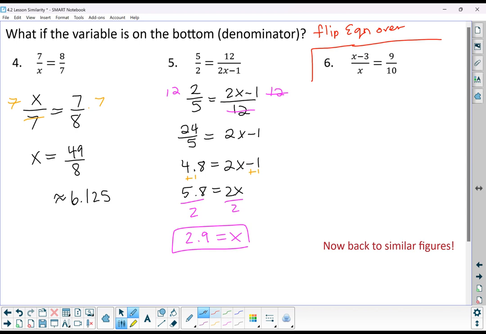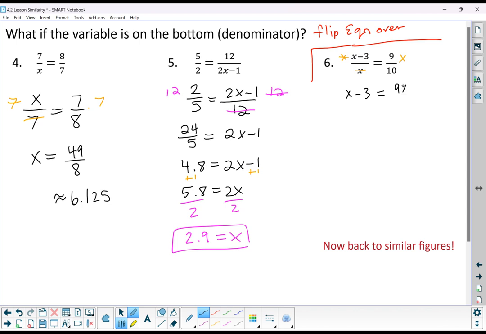Okay, on this last equation, you might have noticed that it has 2 variables. So flipping this over isn't going to help us put the variable in the numerator. We just have 2 variables to deal with. We can use this idea of clearing the denominator, though. So on that first fraction, you notice that we have an x in the denominator. So what we're going to do is multiply both sides of our equation by x. On the left side, that x cancels out. So on our left side of our equation, we have x minus 3.